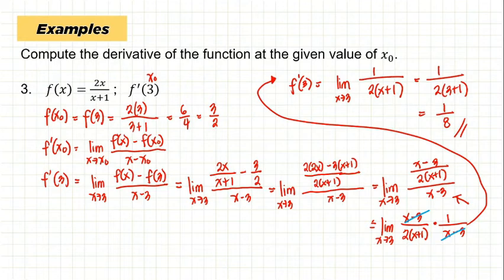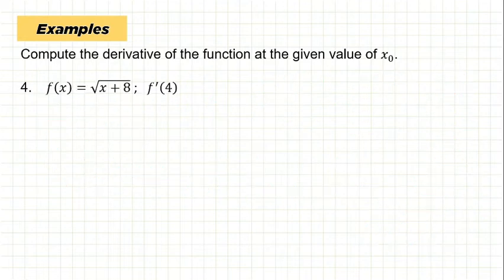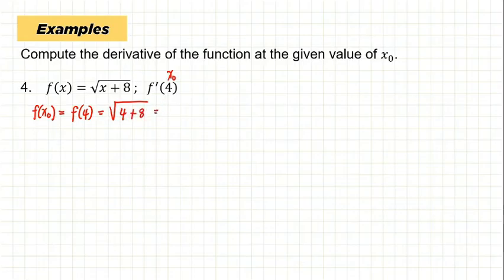Now for the last one, we have square root of x plus 8. Then we will find f prime of 4. So our x sub o is 4. So first, we will solve for f of x sub o, and that is f of 4. So we will substitute 4 to our x. So we will have square root of 4 plus 8, and that is equal to square root of 12.